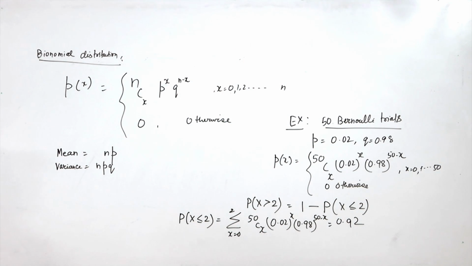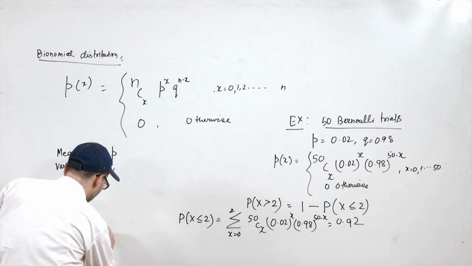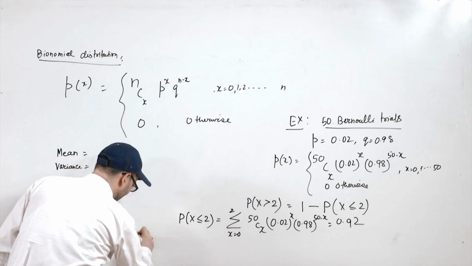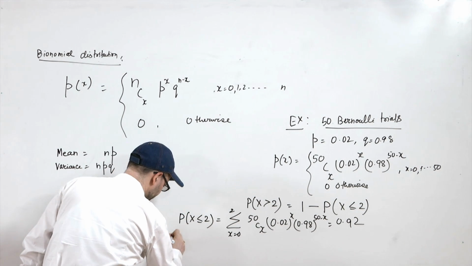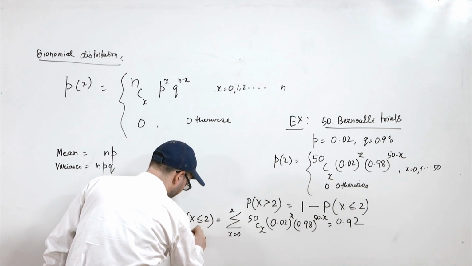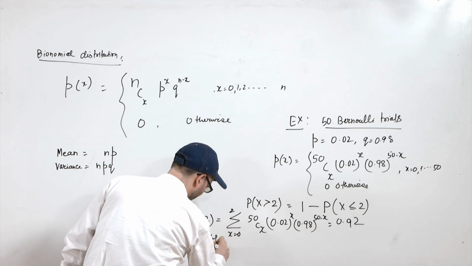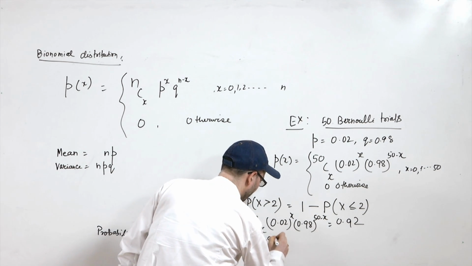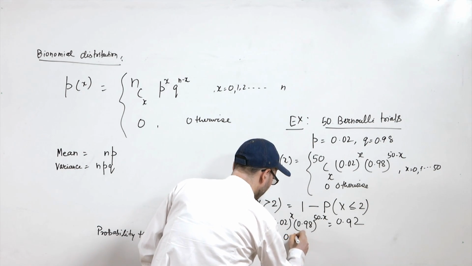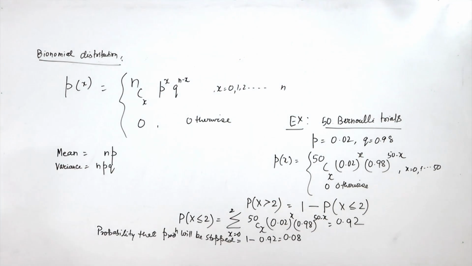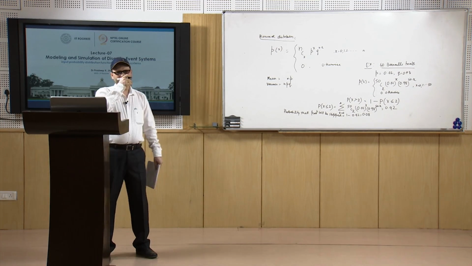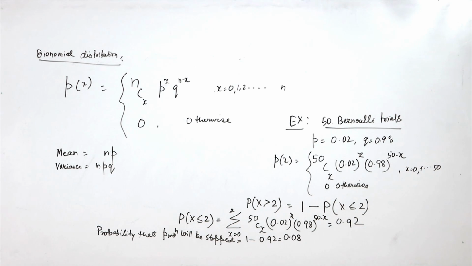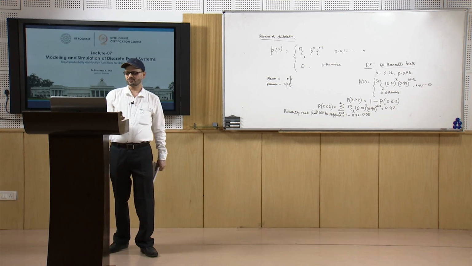So, the probability that production will be stopped will be 1 minus 0.92, that is 0.08. So, there is an 8% probability that the production will be stopped. Such problems can be solved in this manner.